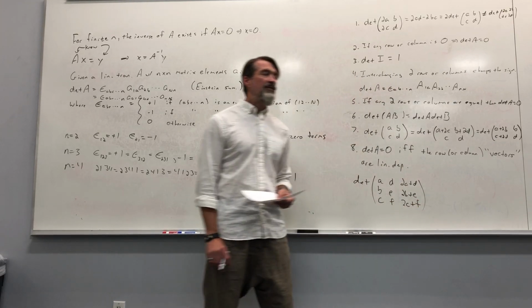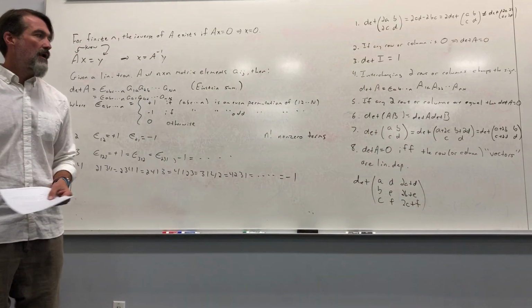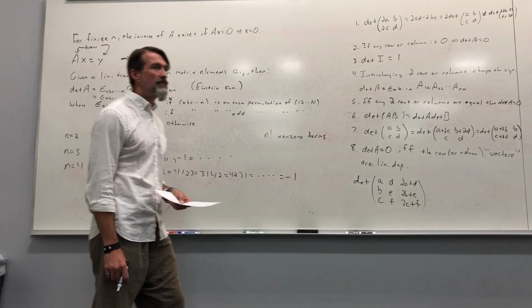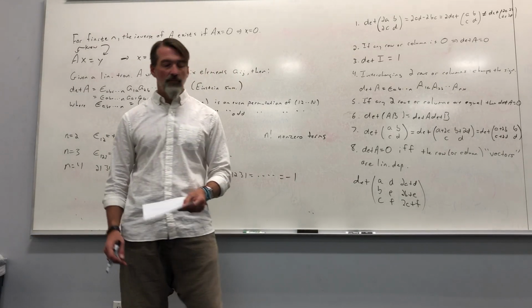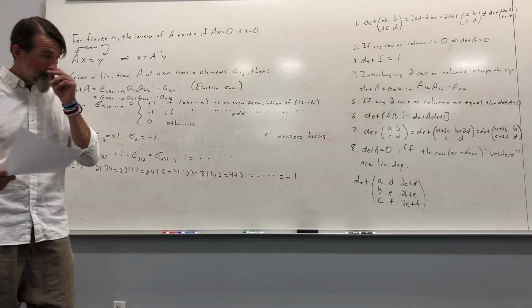But there you go. There's a 3 by 3 matrix. The third column is a linear combination of the first 2 columns. Might not look it, but if you take the determinant of that, you'll get 0. Okay?